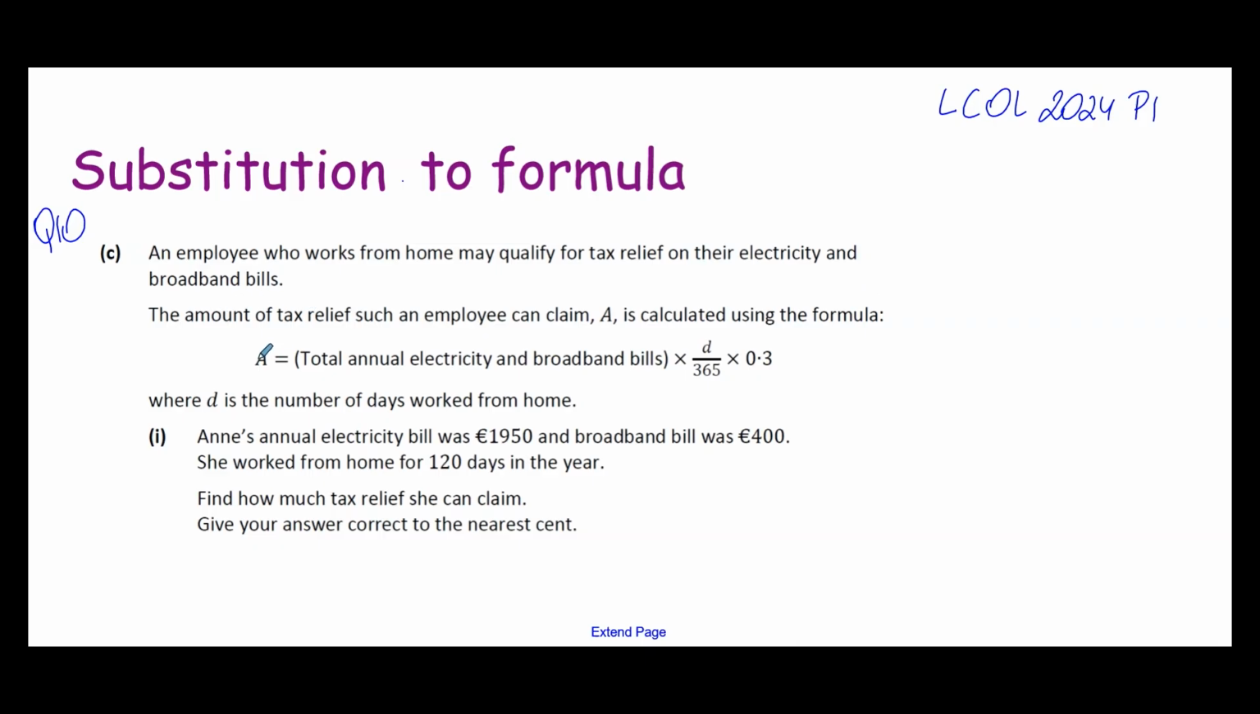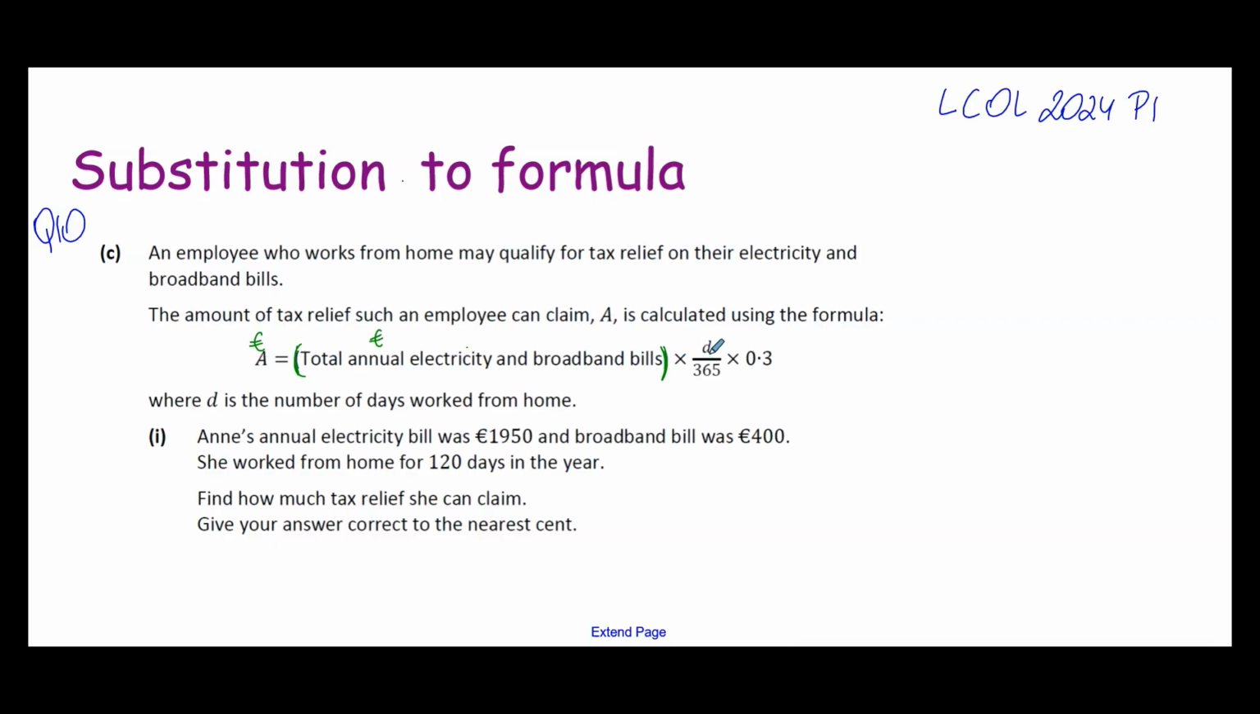So here that A will be giving us euro, isn't it? How much tax relief can we claim? And then what goes in here? Total annual electricity and broadband bills. So that's in this bracket. We're going to put a number. It will be in euro. How much it was costing us.